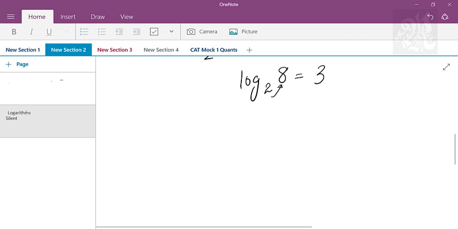Let's try one more. Let's say we have log of 27 to the base 3. This question means: 3 raised to how much gives you 27? 3 raised to 3 gives you 27. So that's the answer, 3.